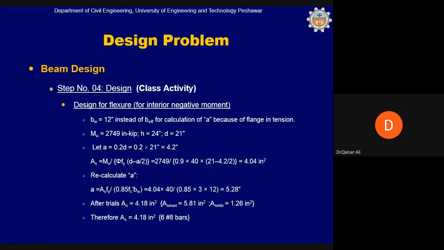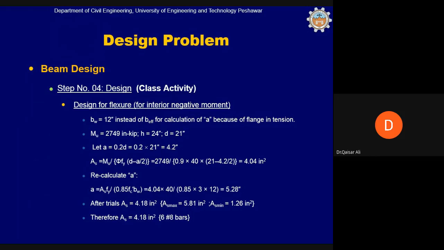So for negative bending moment, web width is 12 inch. This will be used. MU is known to us from the analysis, 2749 inch-kip. Total depth of the beam is 24 inch. Effective D is 21 inch. Let's, in this case, assume small a equal to 0.2 D, 4.2, and after trials you will get the area of steel. The area of steel is 4.18 square inch finally, still less than the maximum area of steel and more than the minimum area of steel.